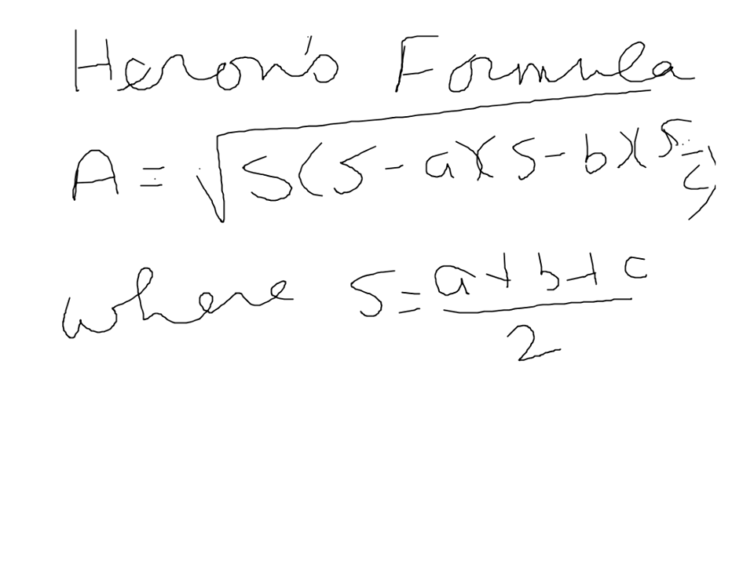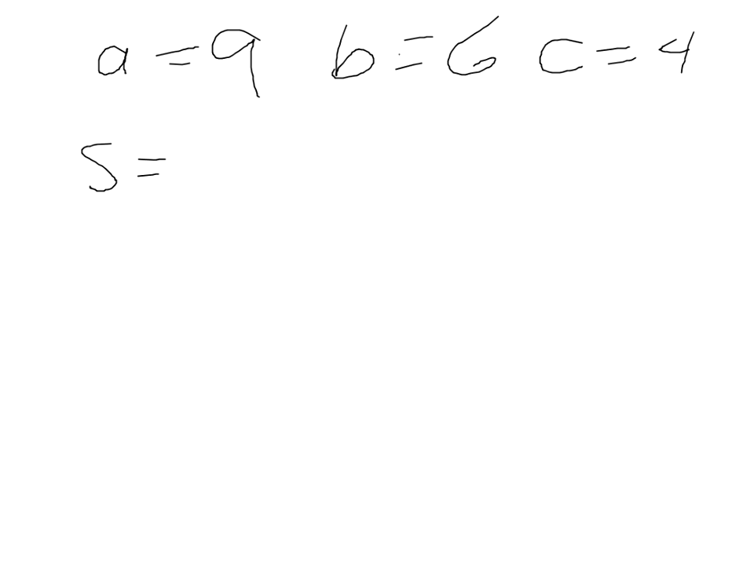Okay, so in this video we have how to calculate the area when you know the sides, but you don't necessarily know the angles. This is called Heron's formula, and you can see that it's the square root of s times s minus a times s minus b times s minus c, where s is a plus b plus c divided by 2. So let's see how it works here.